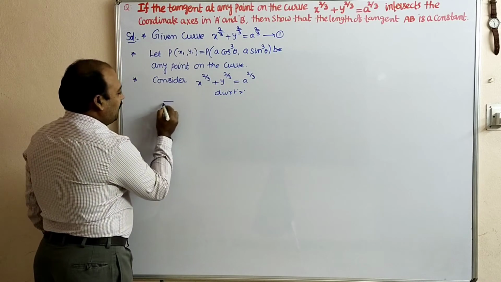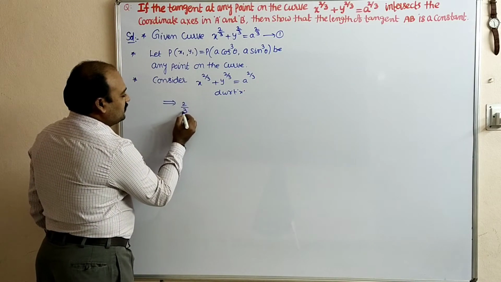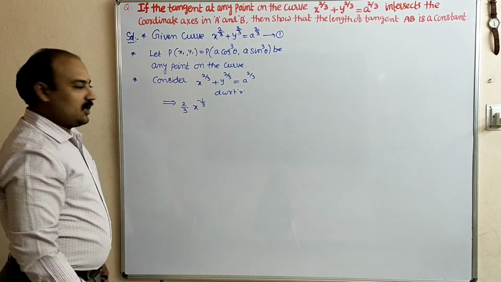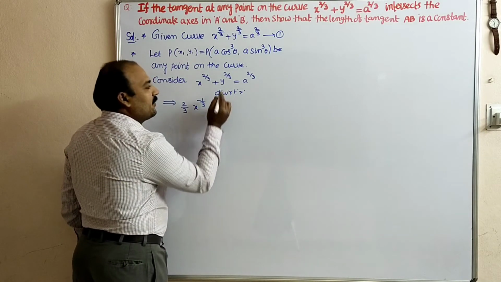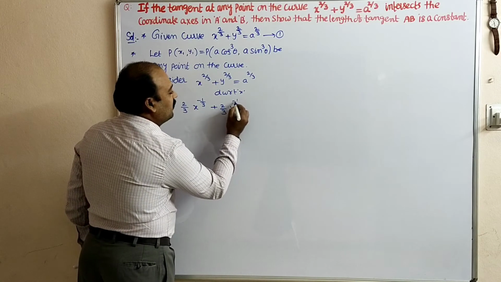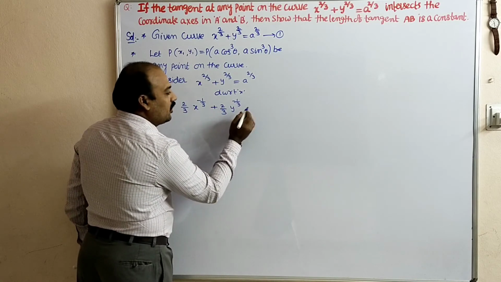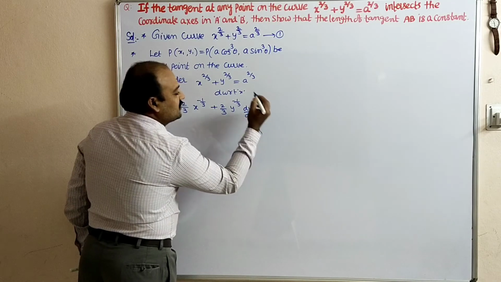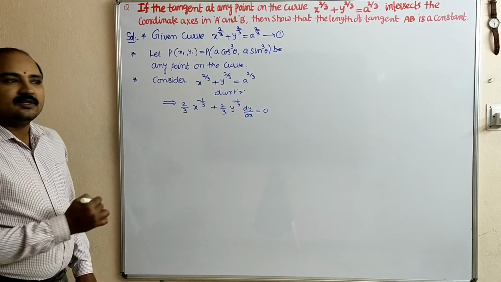The derivative of x power 2/3 is 2/3 x power 2/3 minus 1, so x power minus 1/3, plus d/dx of y power 2/3, which is 2/3 y power minus 1/3. Again, y also we have to differentiate, so dy/dx. a power 2/3 is a constant whose derivative is 0.